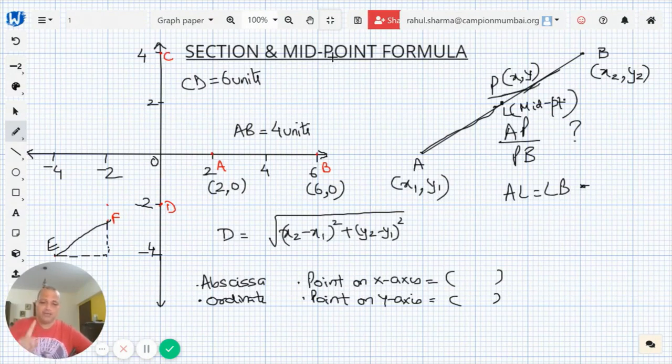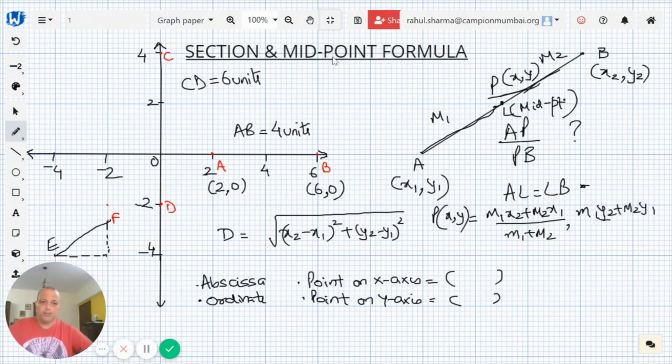Now, simple formula, that's the only formula that we need to remember. If you remember that formula, then there is nothing else in this chapter. Let's say P divides AB in the ratio m1 is to m2. Then the coordinates of P, which is (x, y), are given by (m1x2 plus m2x1) upon (m1 plus m2), and the y coordinate is (m1y2 plus m2y1) upon (m1 plus m2). So this is a formula that you'll need to remember. m1 multiplied with x2 plus m2 multiplied with x1 divided by m1 plus m2. Similarly, for the y coordinate, m1y2 plus m2y1 upon m1 plus m2.